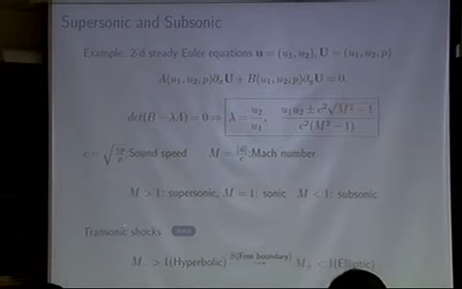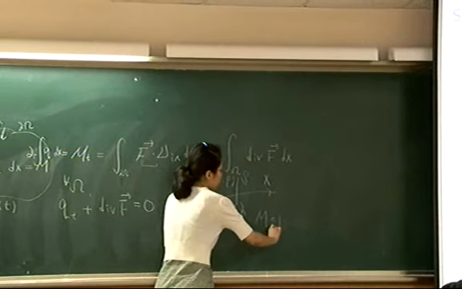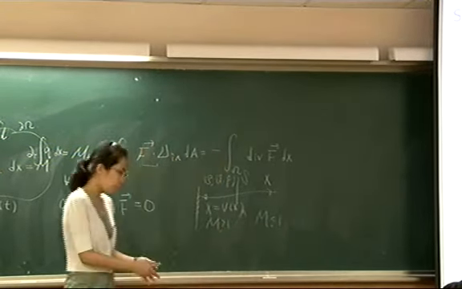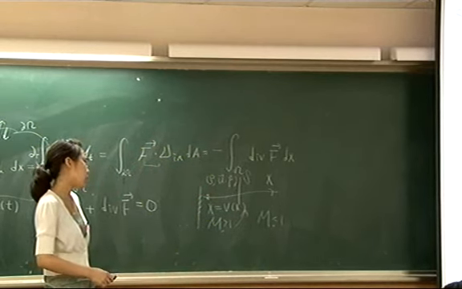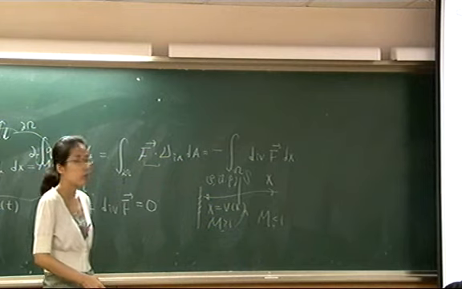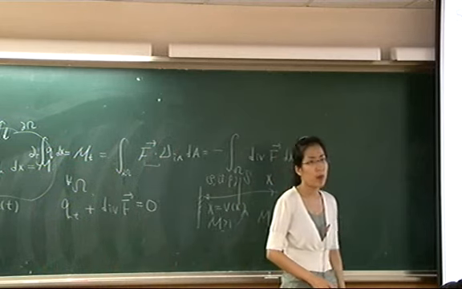Okay, then what is the transonic shock? We are basically looking at the case with a shock, but before the shock, the flow speed is supersonic, and after the shock, the flow speed becomes subsonic. Usually I put the notation minus for the state before the shock and plus for the state after the shock. So if we have a shock with supersonic before the shock and subsonic after the shock, then we have a so-called transonic shock. Okay, then what does this mean in mathematics?